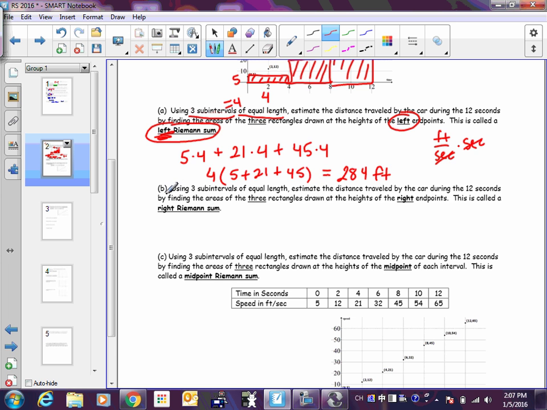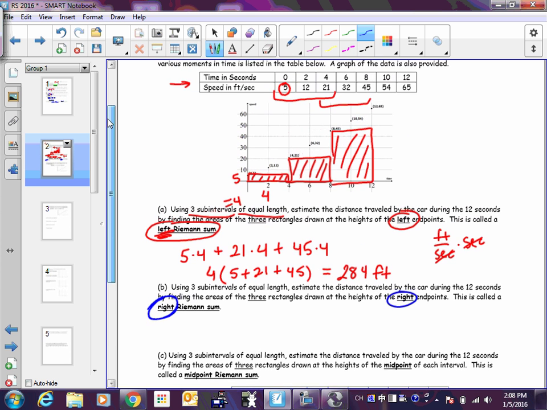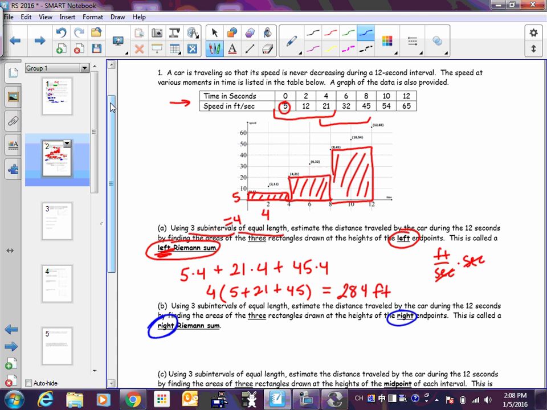All right, now if you look at B, all the words are the same except for one word. One word change. What is that? The right endpoints. This is called a right Riemann sum. So you do have to know the difference between your right and your left. My mother, God bless her, she struggles with this. Some people do. So you got to figure out a way to make sure you can keep your right and your left. I know that seems silly, but some people just get it mixed up. You got to make sure you can do that.